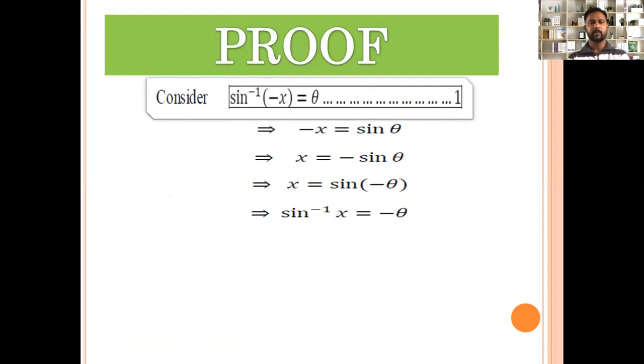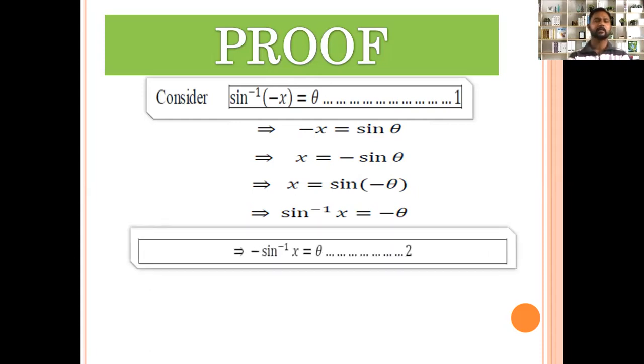In last year, we saw that sine of minus theta is minus sine theta. Now x is equal to sine of minus theta. Again, take sine to the left side, it becomes sine inverse x is equal to minus theta. Multiply by the negative sign: minus sine inverse x is equal to theta. Consider this as equation number 2.